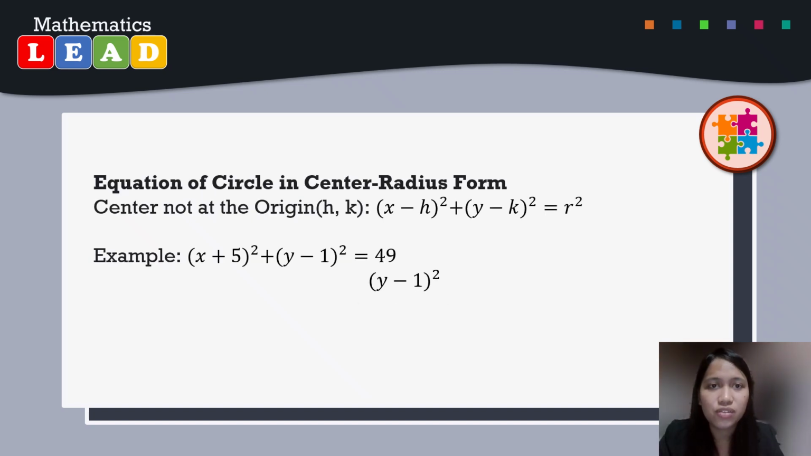Next, let us find the value of k. Let us use quantity y minus 1 squared. It is the same as the equation given earlier, therefore we will not change the sign. So what would be the value of k? Fantastic! K is equal to 1.